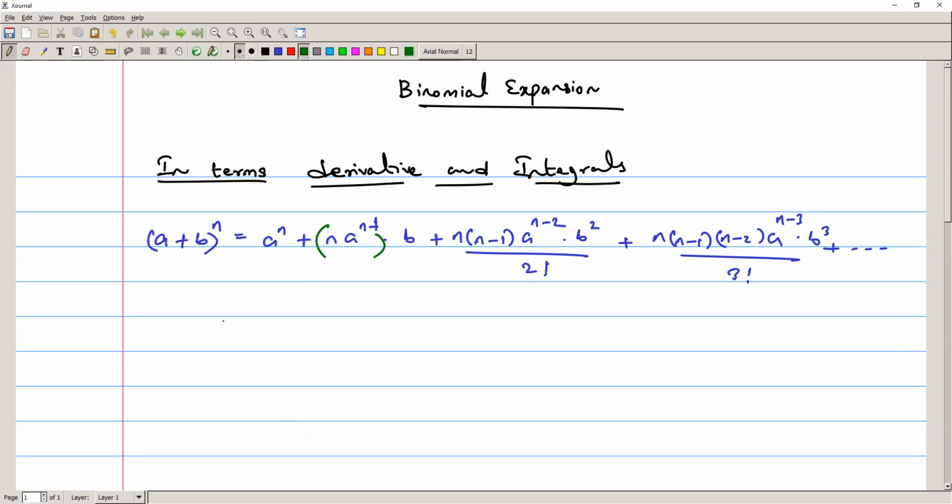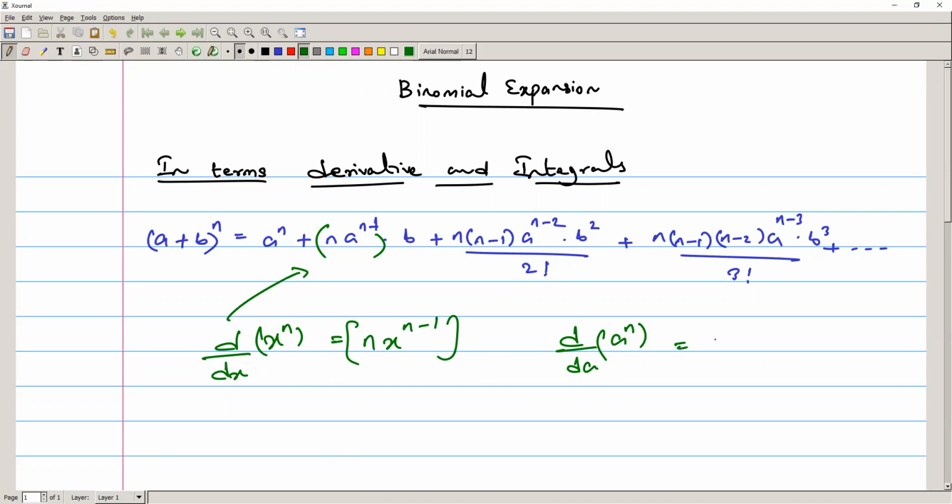But have you ever wondered that this form, n times a to the power n minus 1, resembles the derivative of x to the power n, that is equal to n times x to the power n minus 1. So why can't we put here d over dA of a to the power n? What will happen here, right? If we put this into the formula, we will again get n times a to the power n minus 1.